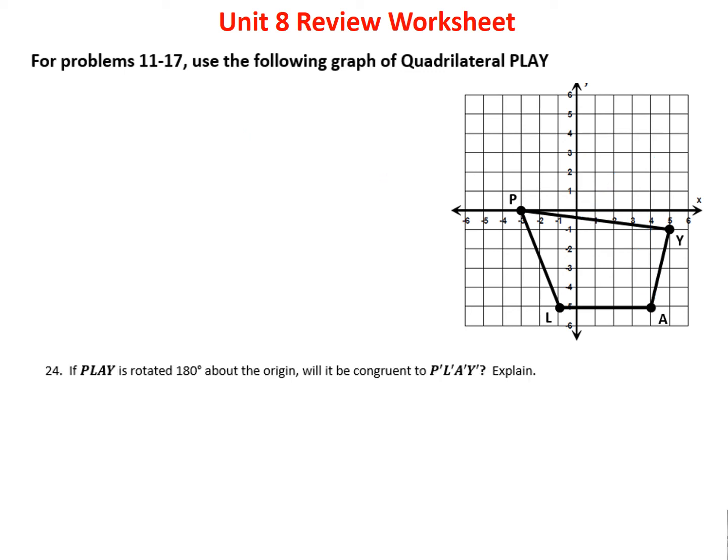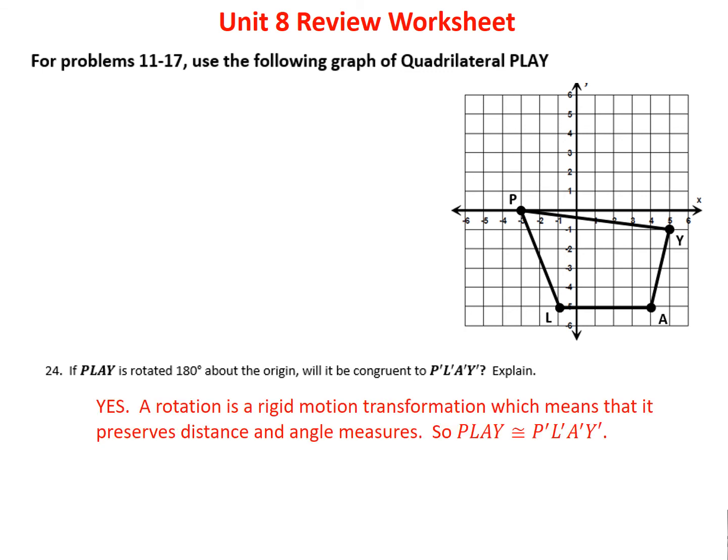Problem 24 asks, if the quadrilateral PLAY is rotated 180 degrees about the origin, will it be congruent to P'L'A'Y'? And the answer, of course, is yes, because a rotation is a rigid transformation. If you translate, reflect, or rotate, the figure preserves distance and angle, so it will be congruent. So we know with a rotation, it's going to be congruent.